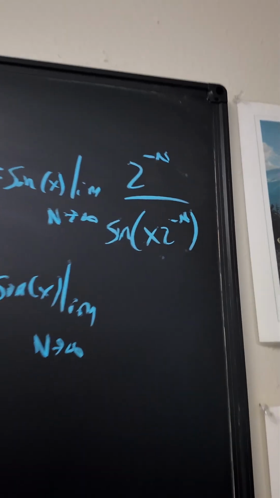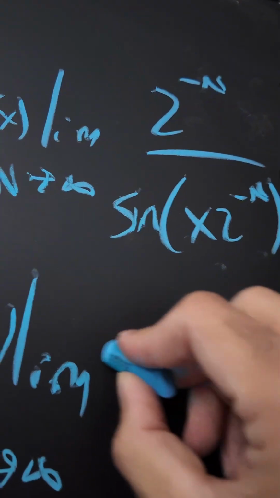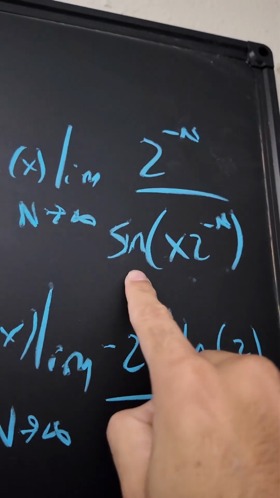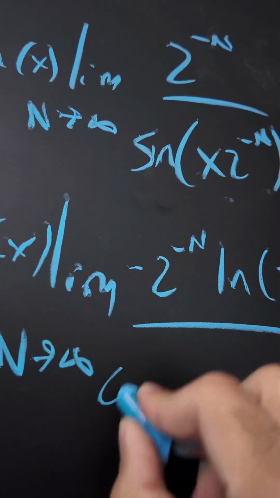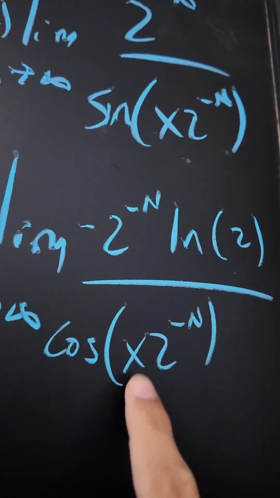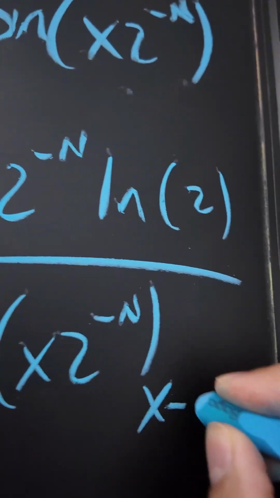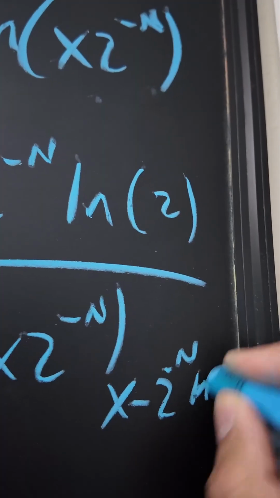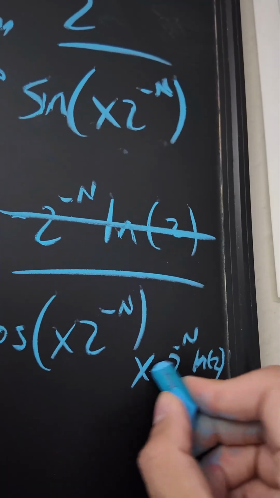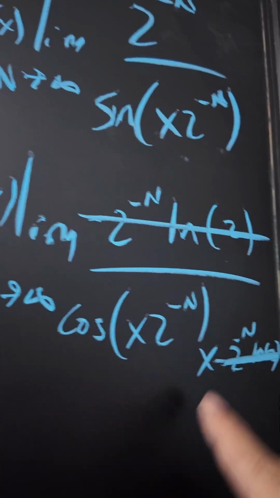Oh, I really hope this is gonna fit. Now we gotta take the derivative of this, which is gonna be negative 2 to the negative n natural log of 2 over, and now we're gonna take the derivative of this, which is cosine of x 2 to the negative n times the derivative of what's inside. Now, x is not dependent on n, so we have x, and then we have negative 2 to the negative n natural log of 2. I just got that to fit. But look, on the top and bottom, those go away. So really we're just left with 1 over cosine x 2 to the negative n times x.